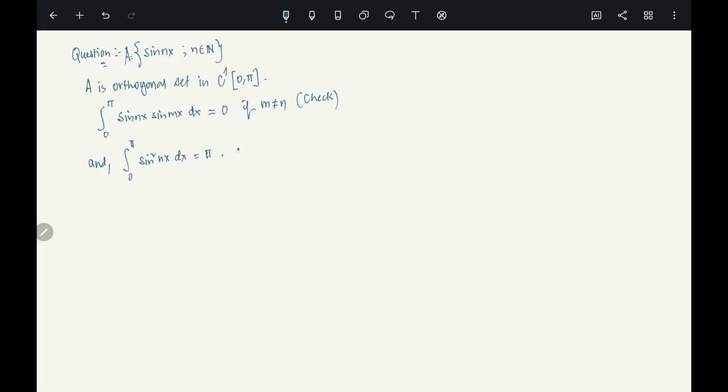Okay, you have to check it for all n in N. So what does it give you? It gives you that A is an orthogonal set. It's an orthogonal set with respect to the weight function r, so in C1 of [0,1] with respect to the weight function w(x) identically equal to 1. That's just one of the examples of an orthogonal set.